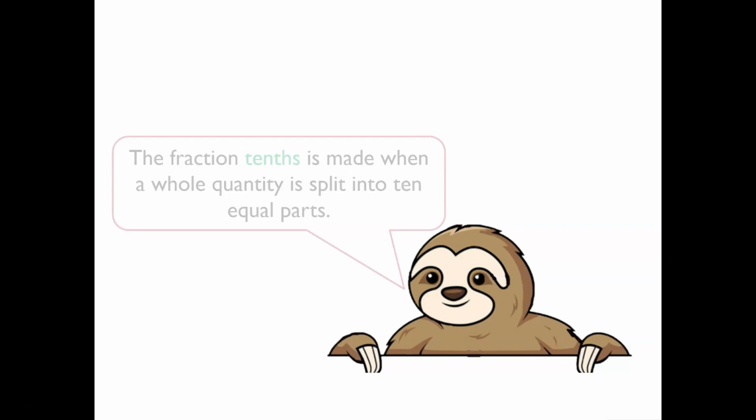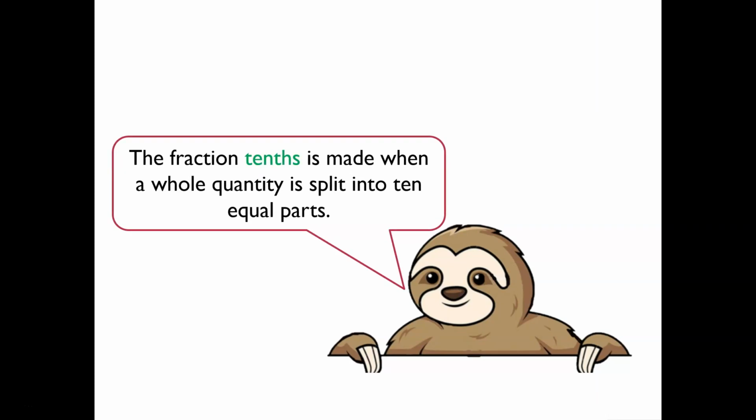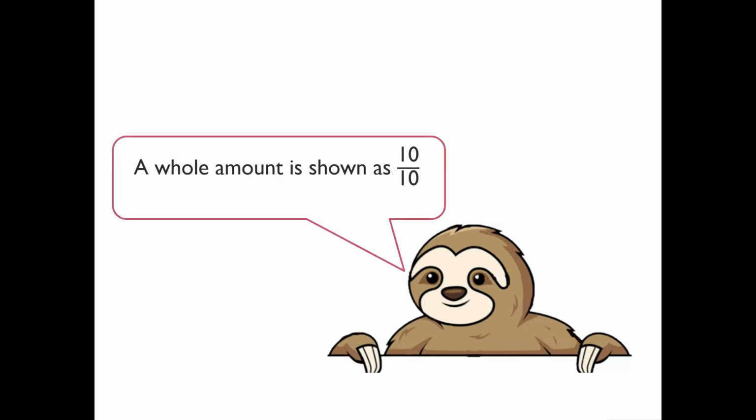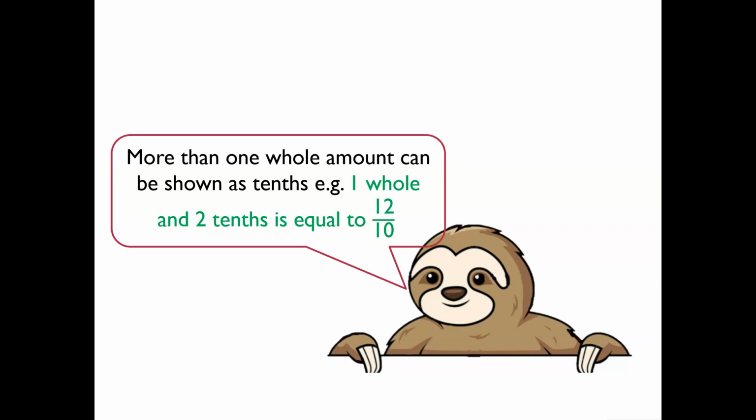Here's Greg. He's going to remind us of our key learnings today. The fraction tenths is made when a whole quantity is split into 10 equal parts. A whole amount is shown as 10/10. And Greg reminds us more than one whole amount can be shown as tenths. We just need to keep adding on the tenths.